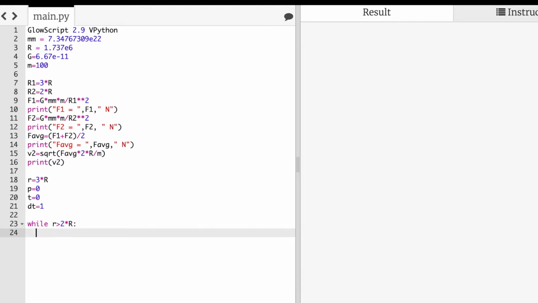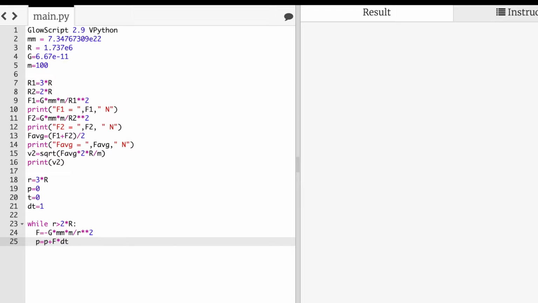So step number 1 is calculate the force. F equals negative g times mass of the moon times mass divided by r squared. Now, in my previous one, I said, oh, you have to have a unit vector, blah, blah, blah, but you don't because I'm doing this in one dimension, okay? So I do need the negative because I need the gravitational force pulling it down towards the center of the moon. So that's my force. Next, I'm going to calculate the momentum. P equals P plus F times dt.